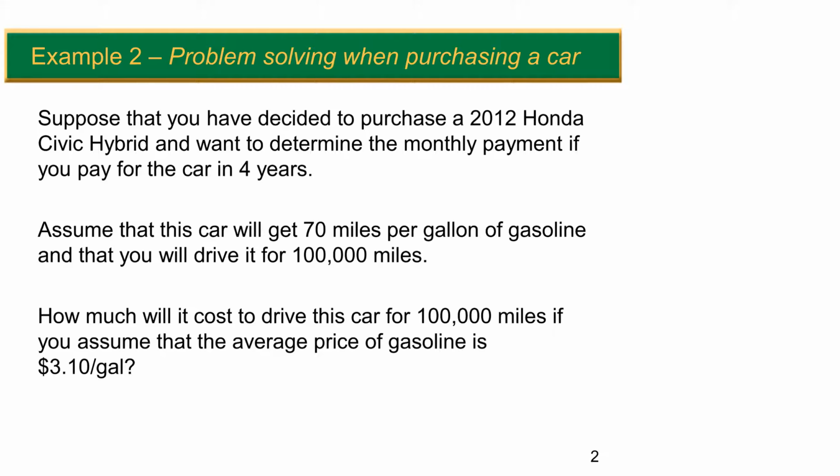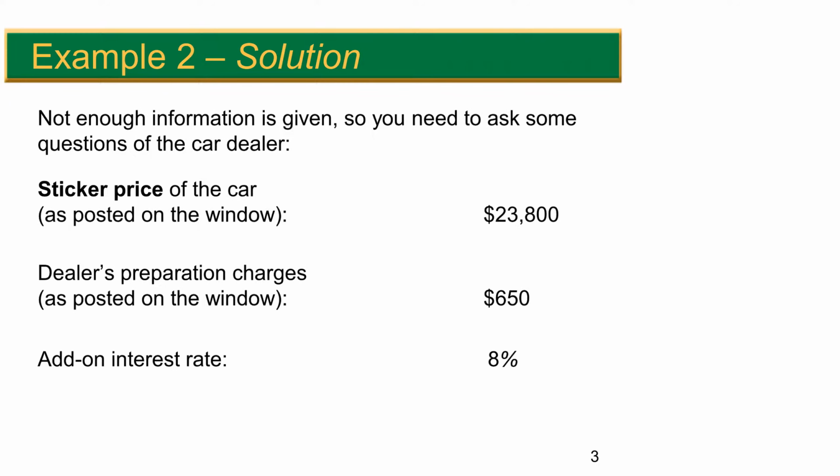Then they give us a little more information. And they say, assume that this car will get 70 miles per gallon of gasoline and that you will drive it for 100,000 miles. How much will it cost to drive this car for 100,000 miles if you assume that the average price of gasoline is $3.10 per gallon? So they've given you lots of information here, and we're going to go through and talk about each one.